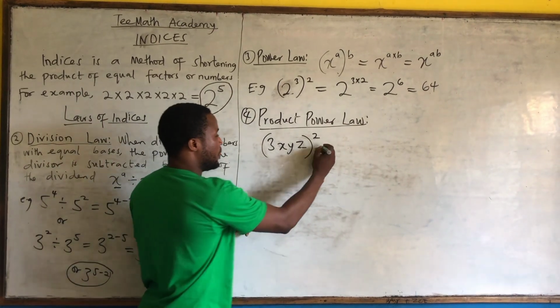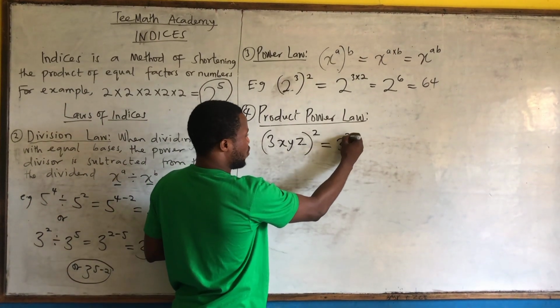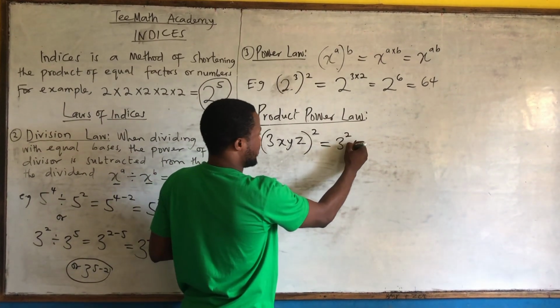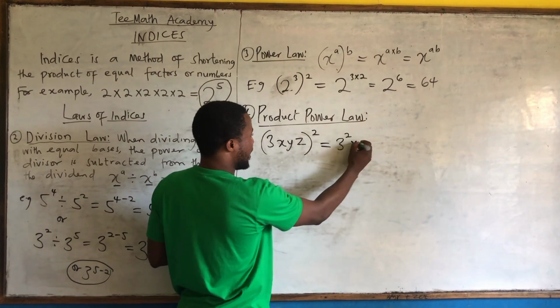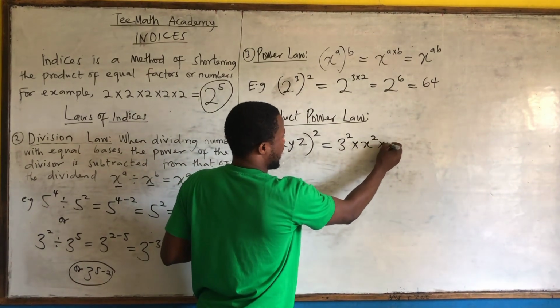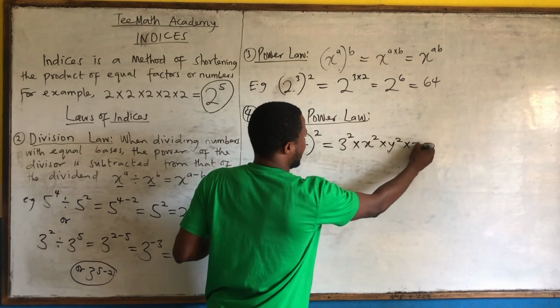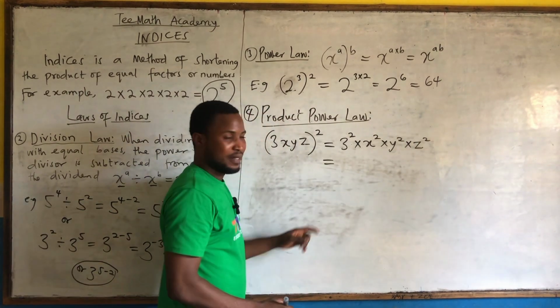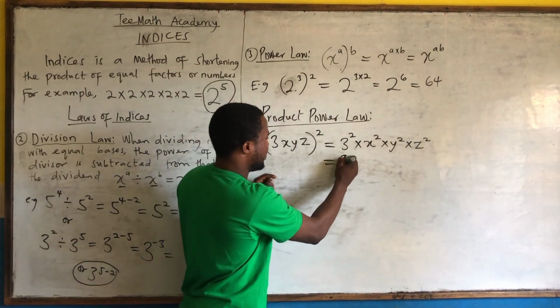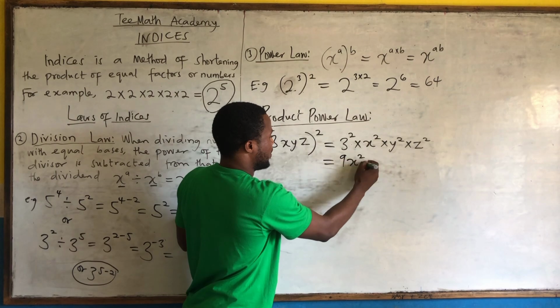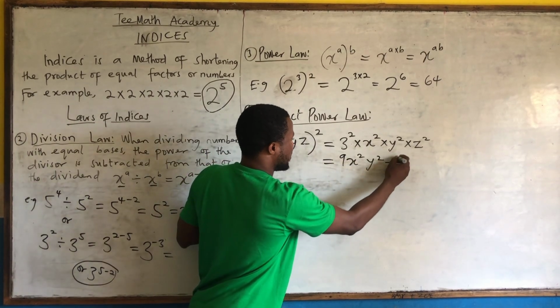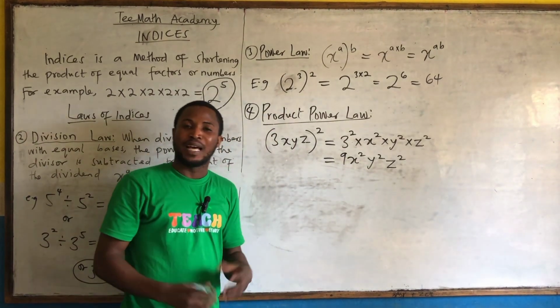So how do I mean? From here I have 3 squared times, of course, it's multiplication that brings them together, x squared times y squared times z squared. So with this idea, I have 3 squared is 9, x squared is x squared, y squared is y squared, z squared is z squared. So that's what that law is saying.